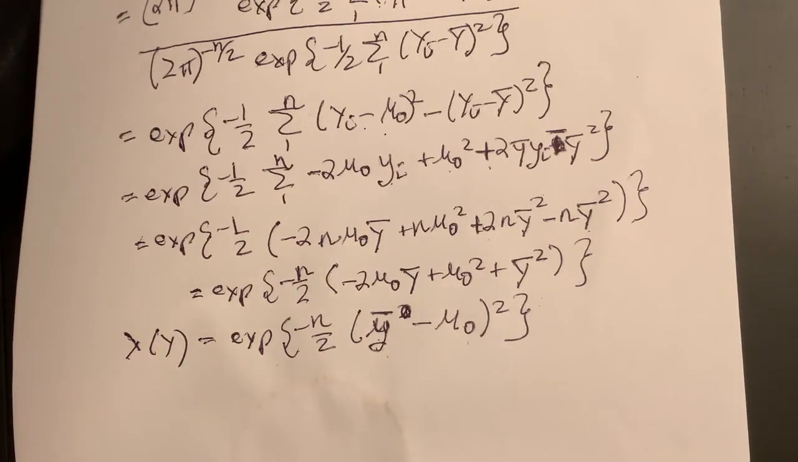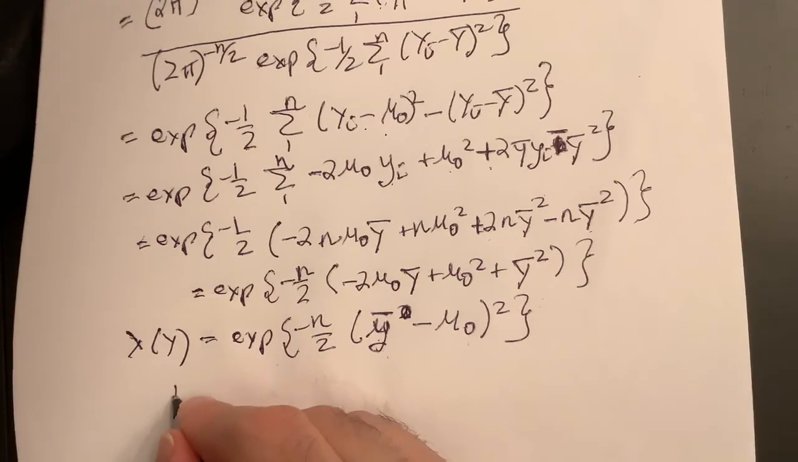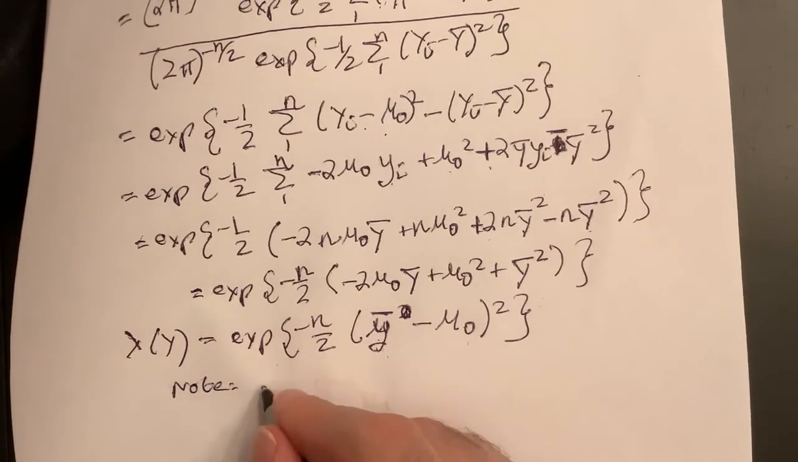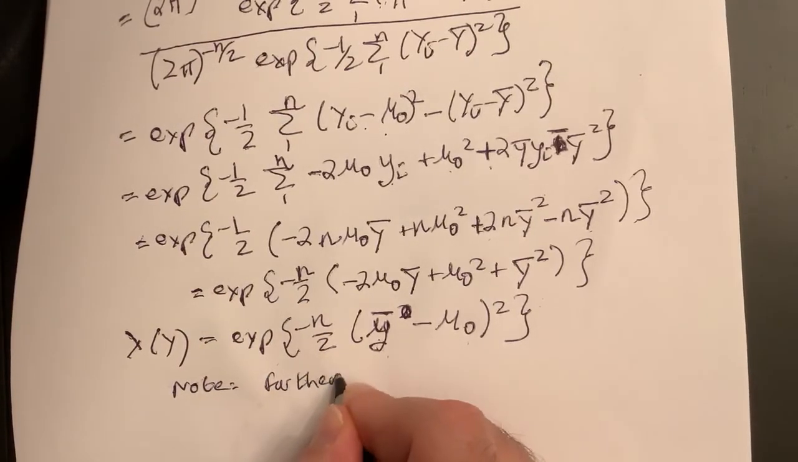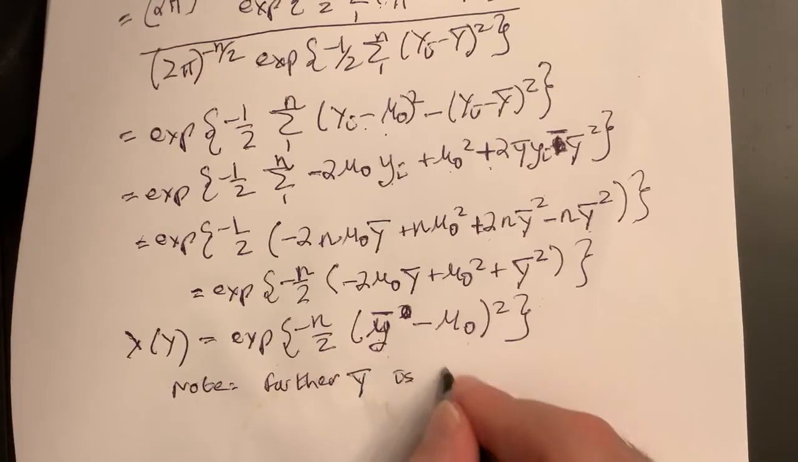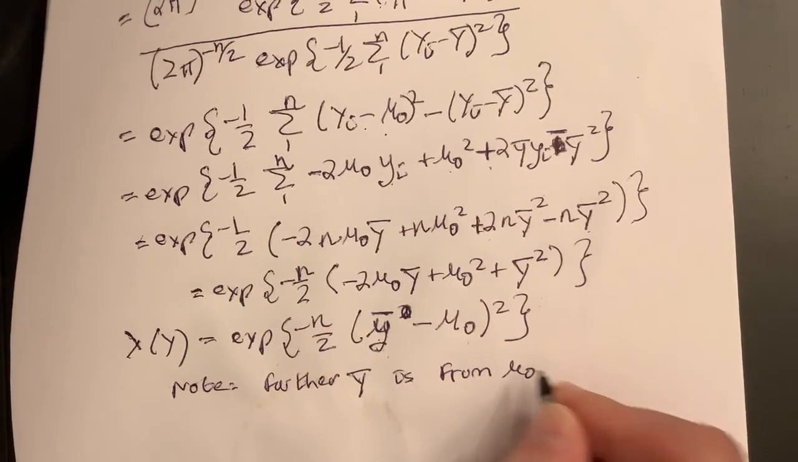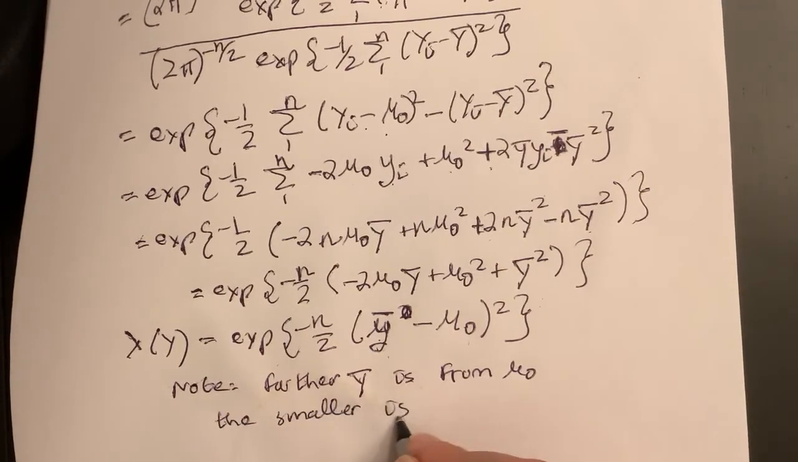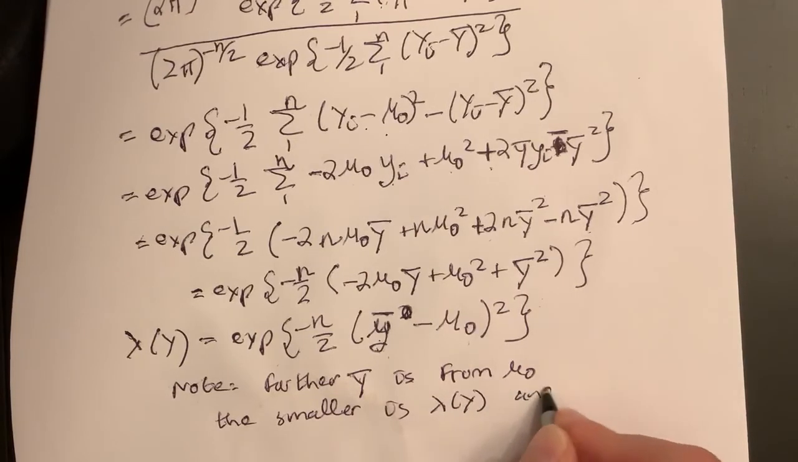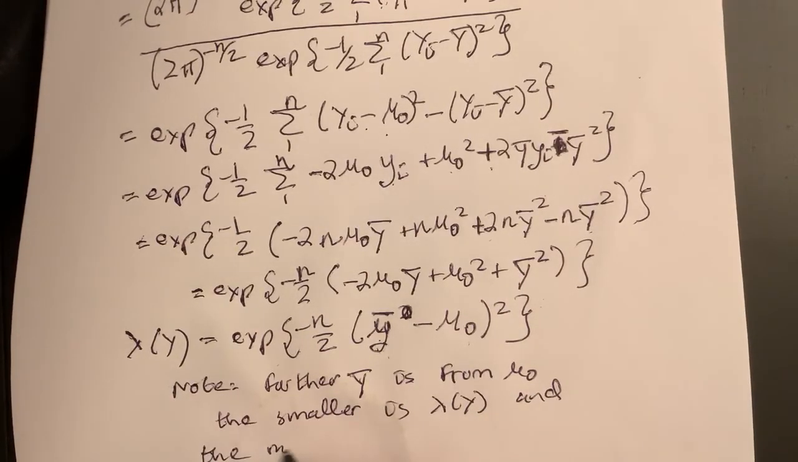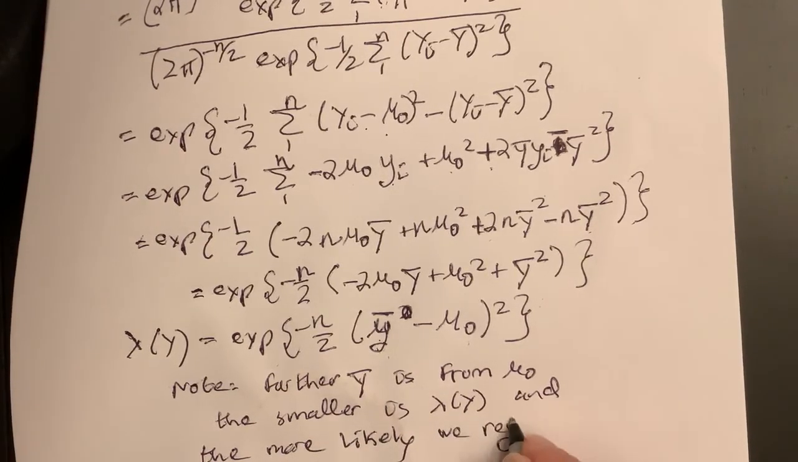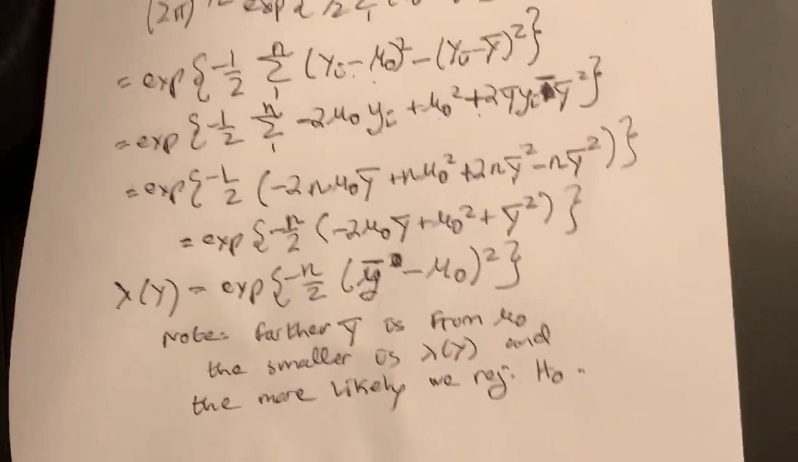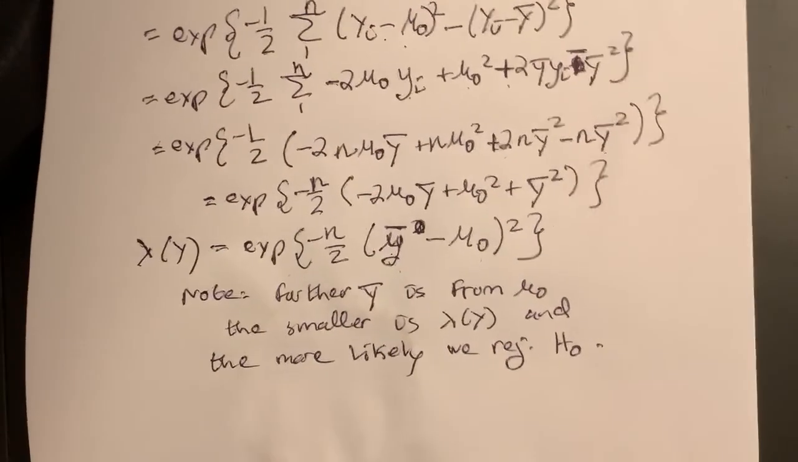So let's just write that. Remark, note: the farther y bar is from mu 0, the smaller is lambda y, and the more likely we reject H0. Okay, makes sense.